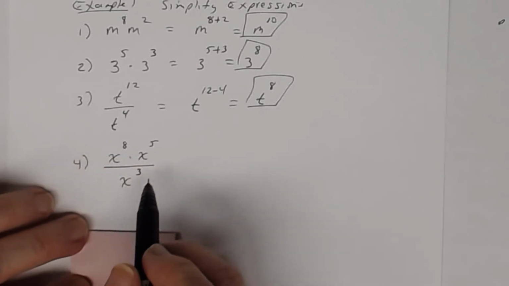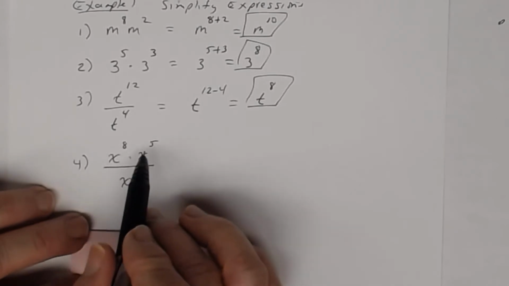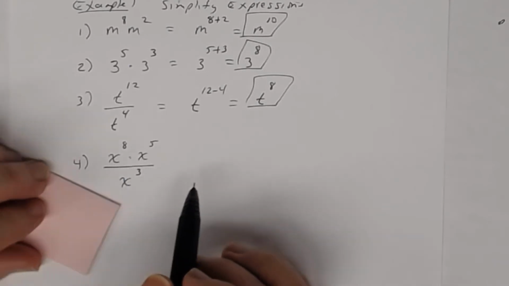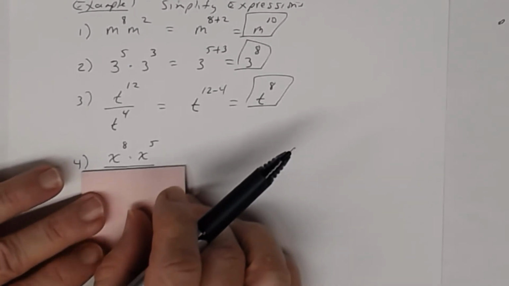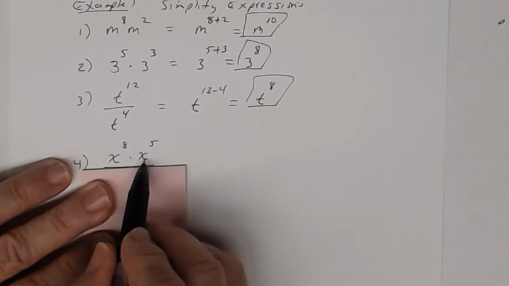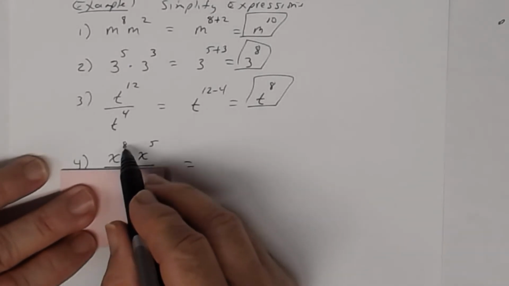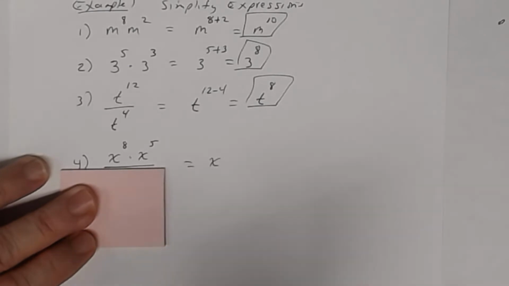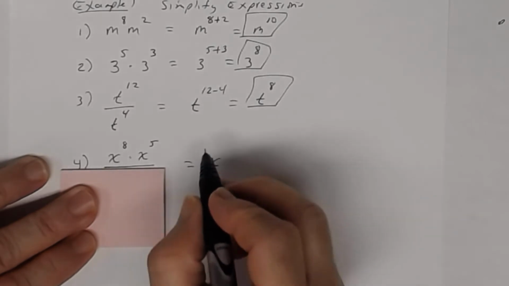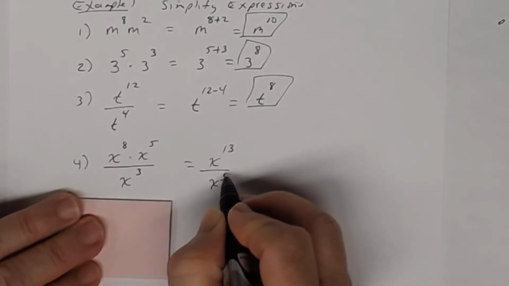So in this problem, I have to actually use both properties, the product rule and then the quotient rule. See that? Product rule, quotient rule. So when I look at the numerator, the product rule says that when I multiply like bases, I add exponents. So that's going to equal x to what power? 8 plus 5, which is 13, right? Divided by x to the 3rd. So that's where I'm at.